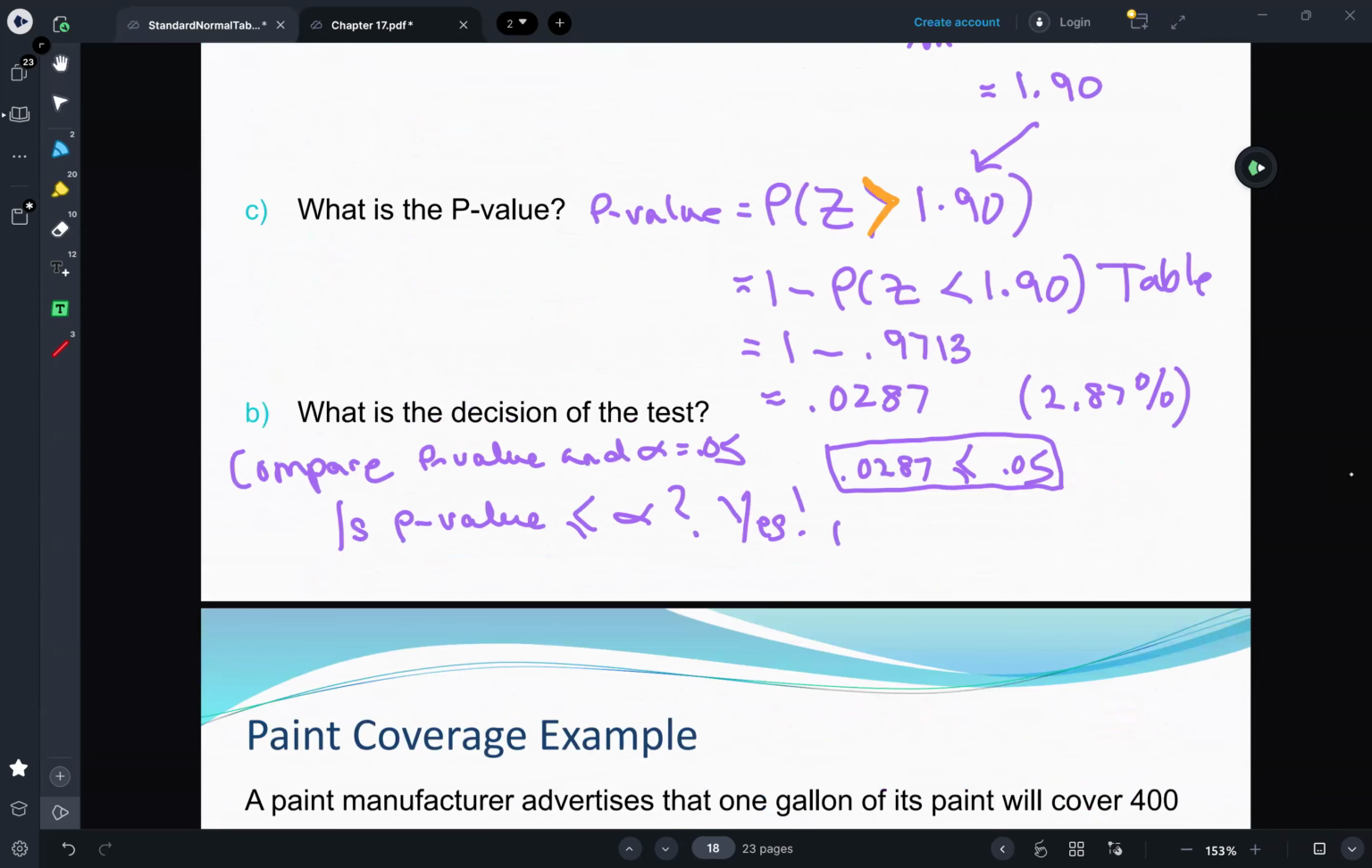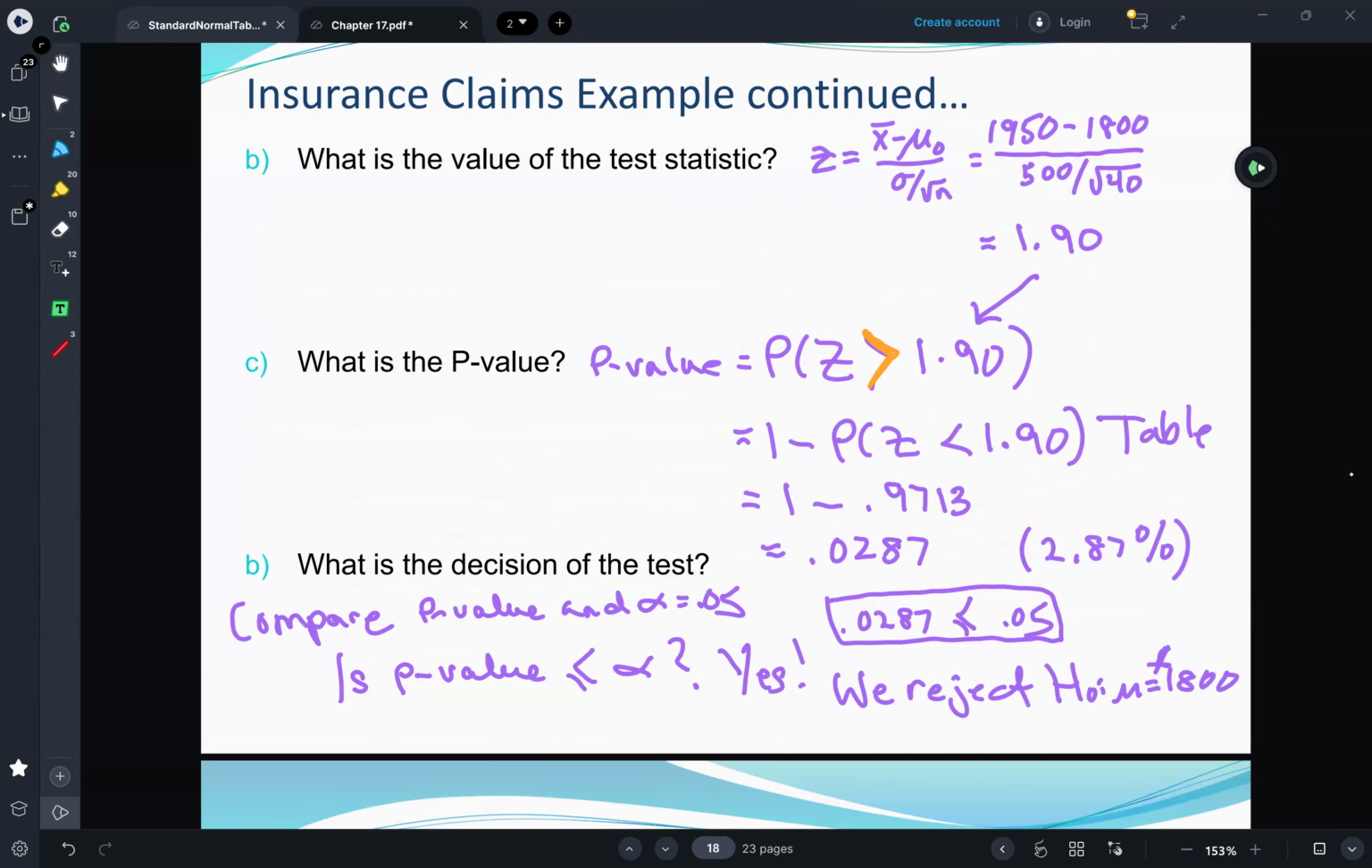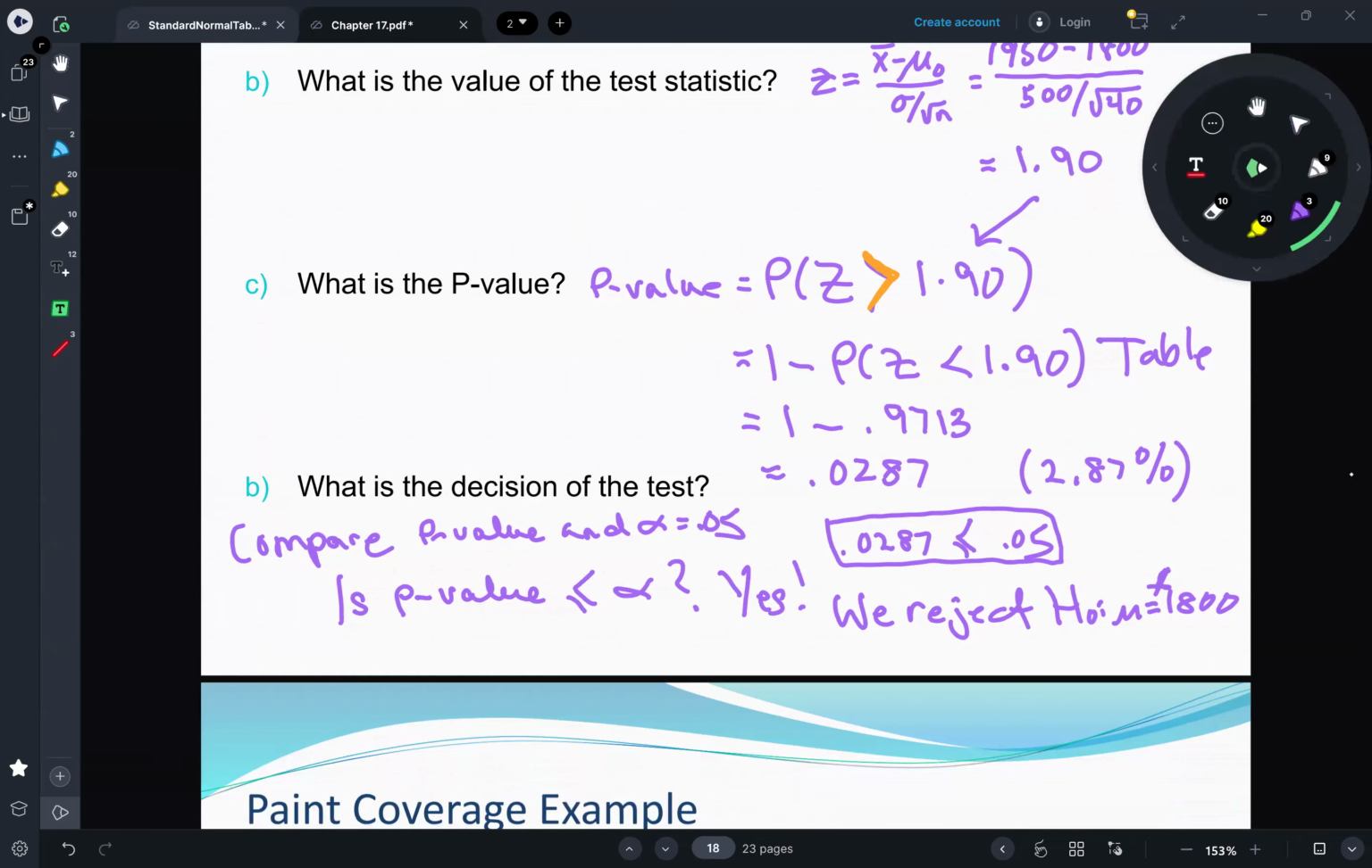So we reject H naught, mu is equal to $1,800. Okay, so in the context of the problem, the insurance company that would run this test, and they do, but they run these all the time, they would go, okay, it's not $1,800. We've rejected that. That means we have to go back to the drawing board to set our rates because it's higher.